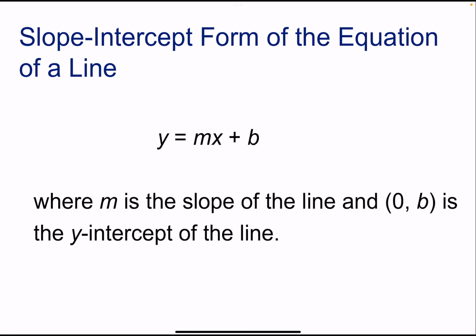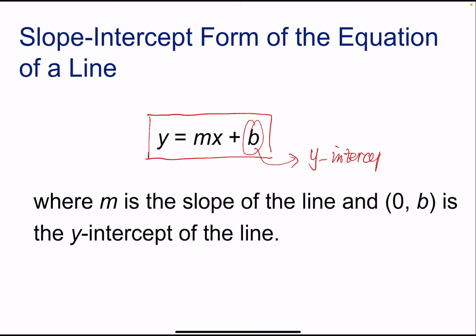Slope-intercept form for an equation of a line. The slope-intercept form of an equation of a line is this form: y equals mx plus b. b, that's the y-intercept, and m, that's the slope.